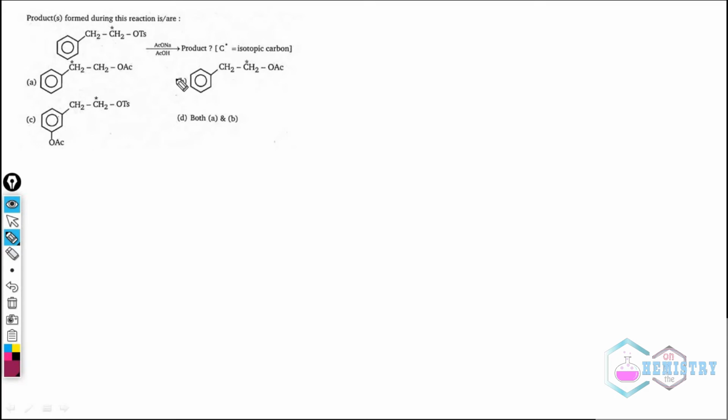So it is very clear that OTs group is a leaving group. So obviously OTs group will be replaced by OAc group. But the question is how? Now this is also a particular case of NGP, that is, in this case, CH2, this one is a star, OTs.